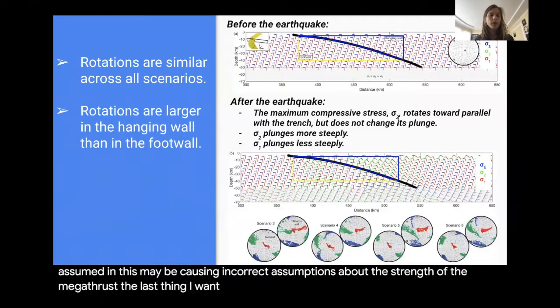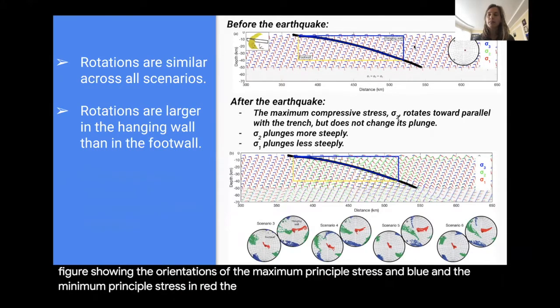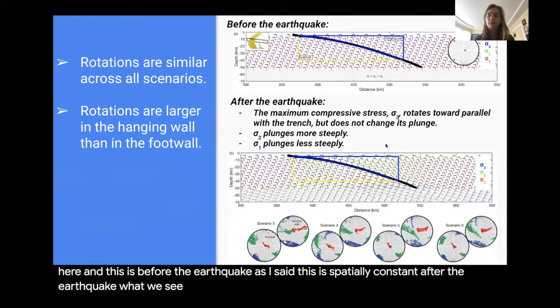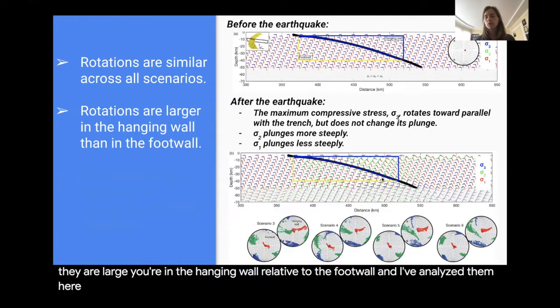The last thing I want to talk about today are stress rotations. So here is a figure showing the orientations of the maximum principal stress in blue and the minimum principal stress in red. The intermediate principal stress is hidden behind blue here, and this is before the earthquake. As I said, this is spatially constant. After the earthquake, what we see are that the rotations are similar across scenarios, and that they are larger in the hanging wall relative to the footwall. And I've analyzed them here just close to the fault within this box here.